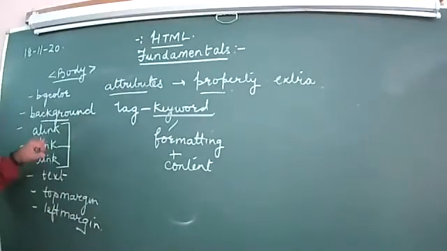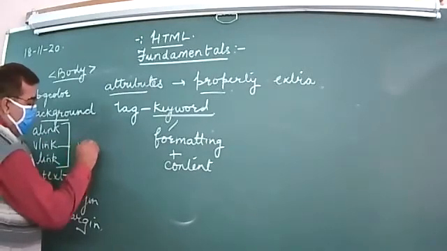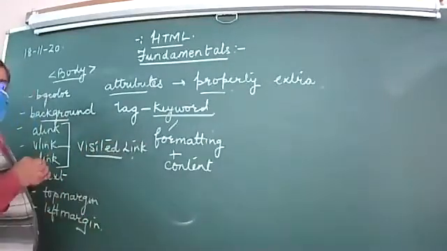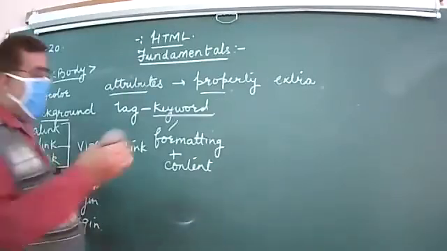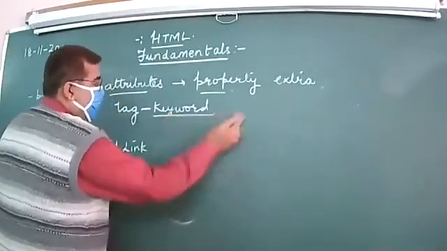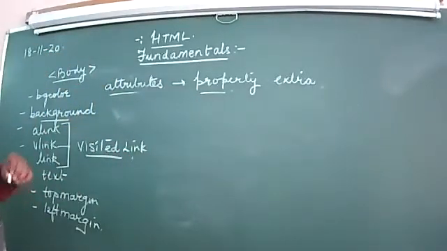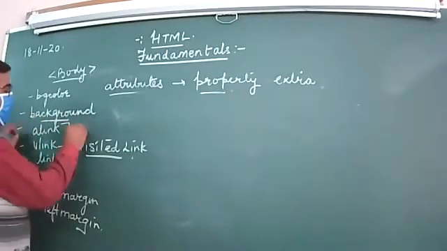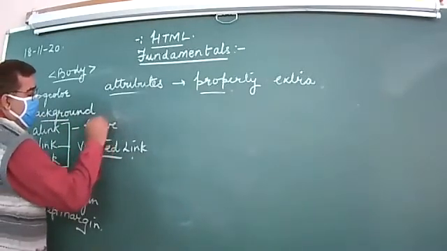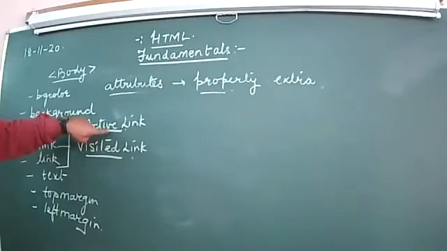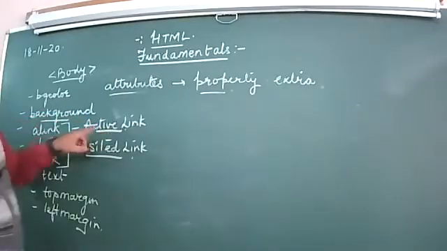V-link stands for visited link. It specifies the color of the link that you have recently visited, or the color of the link which you have already visited is known as V-link. And A-link stands for active link. It specifies the color of the link which is currently being clicked.